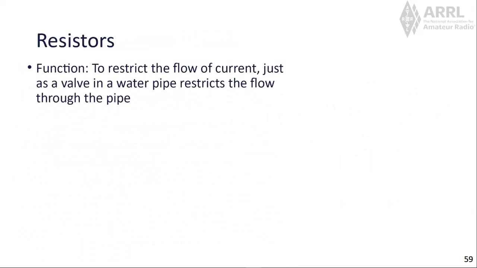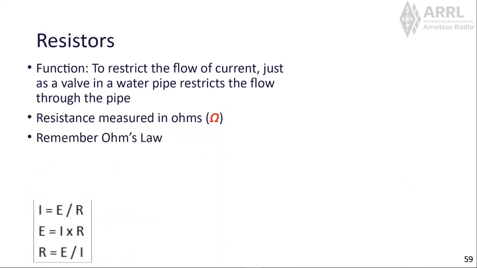Resistors. The function of a resistor is to restrict the flow of current, just as a valve in a water pipe restricts the flow through the pipe. We measure resistance in ohms, and we use the symbol omega or the word ohms. Remember Ohm's law. And they give you the three variations of Ohm's law down below. I equals E divided by R. E equals I times R. And R equals E divided by I. Okay?